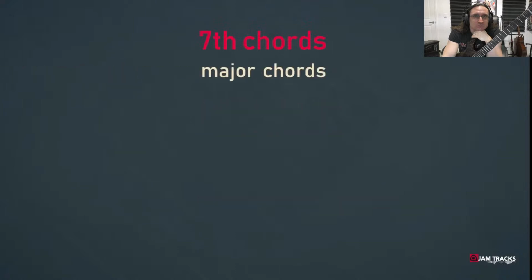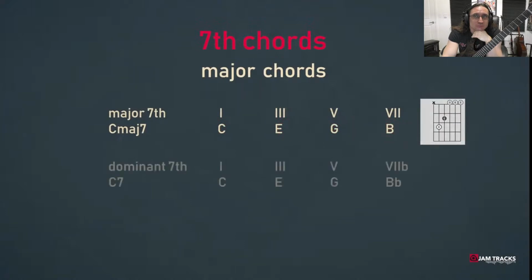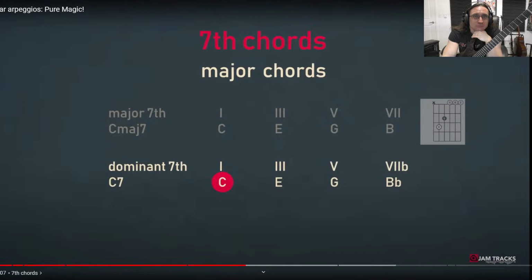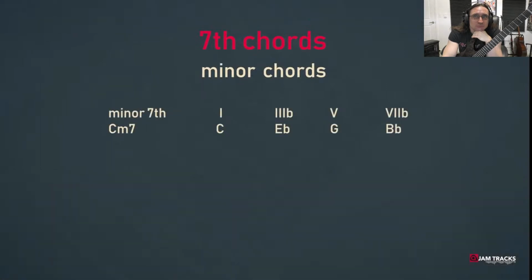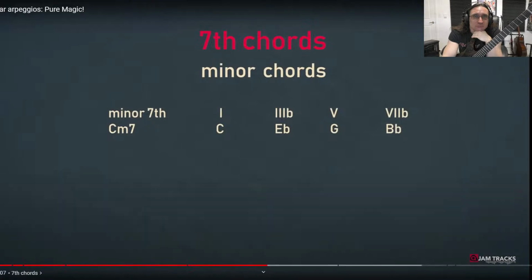Major chords look like this. A major 7th chord consists of a root, major 3rd, a 5th, and a major 7th. So C major 7 would be C, E, G, and B. A dominant 7th chord would be a root, major 3rd, 5th, and minor 7th. So C7 would be C, E, G, and B flat, the minor 7th. The minor 7th chord would be a root, minor 3rd, a 5th, and a minor 7th. So C minor 7th would be C, E flat, G, and B flat.